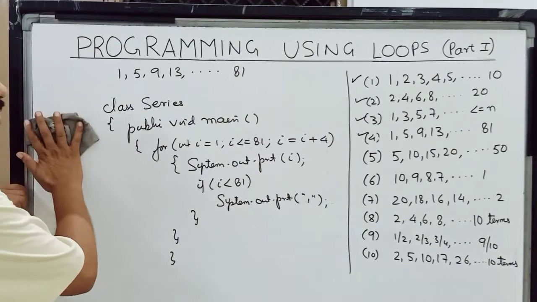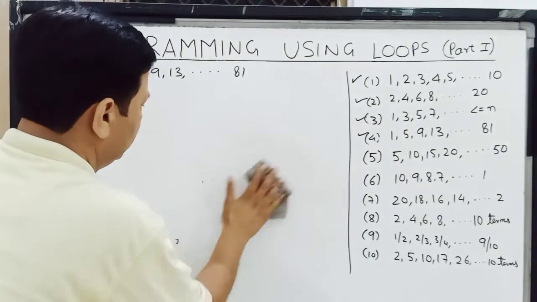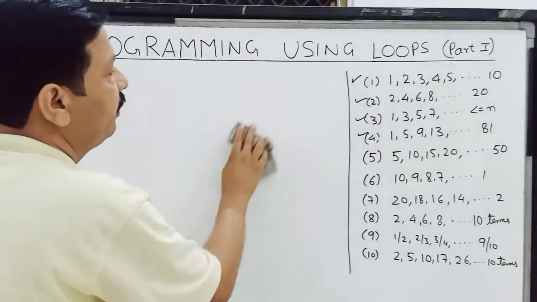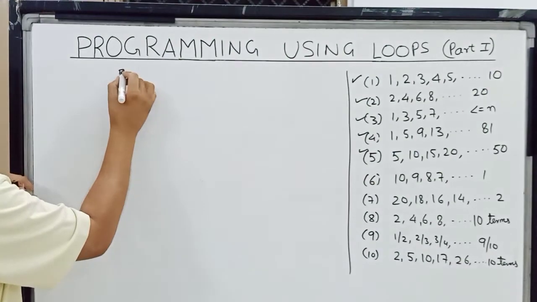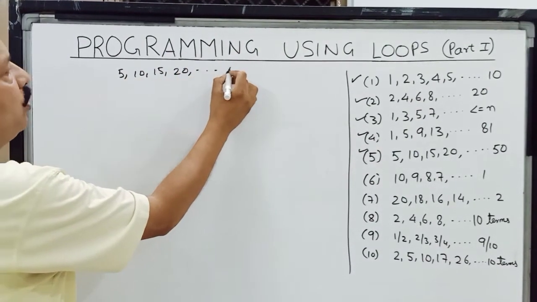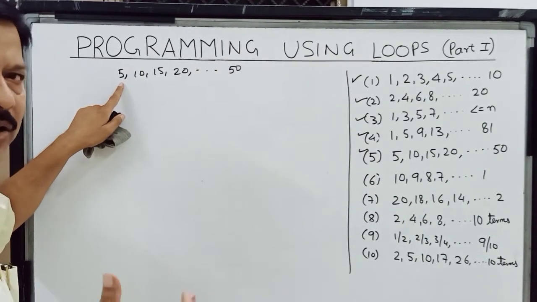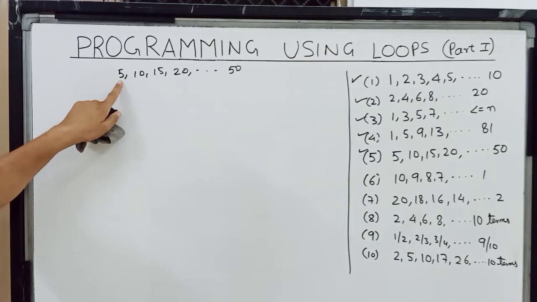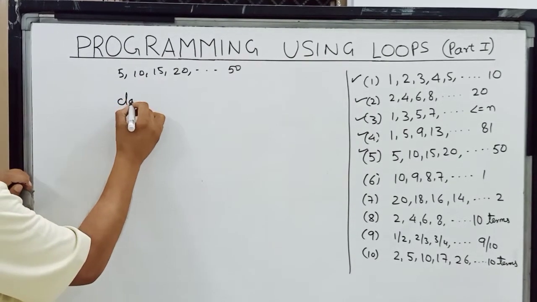Now children, next we'll go to the fifth series. The fifth one, you can find out the difference. It is 5, then 10, 15, 20 and up to 50. So the series starts from 5 and then there is an increment of 5: 5 plus 5, 10, 10 plus 5, 15. So I hope this series you can do.